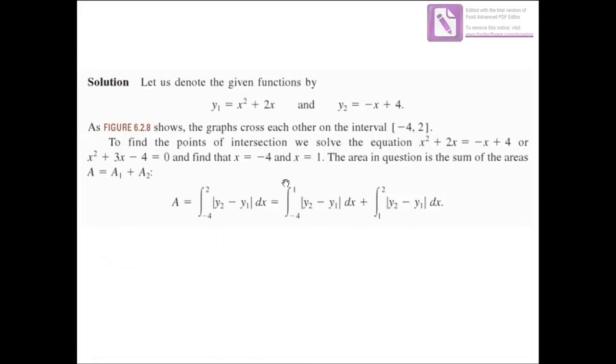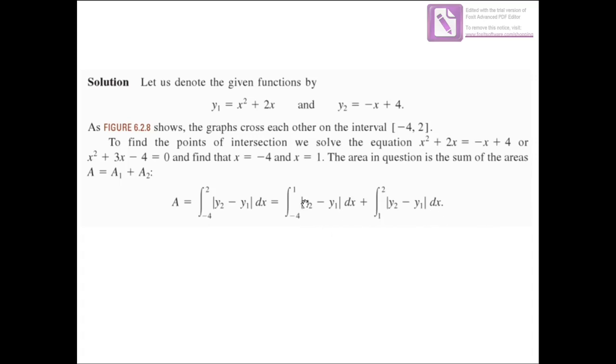So that's why here we'll get the area is equal the integral of absolute value of y2 minus y1, where x is from -4 to 2. So from -4 to 1, we will take y2 minus y1 plus the integral from 1 to 2 will take also y2 minus y1 with absolute value for both of them.